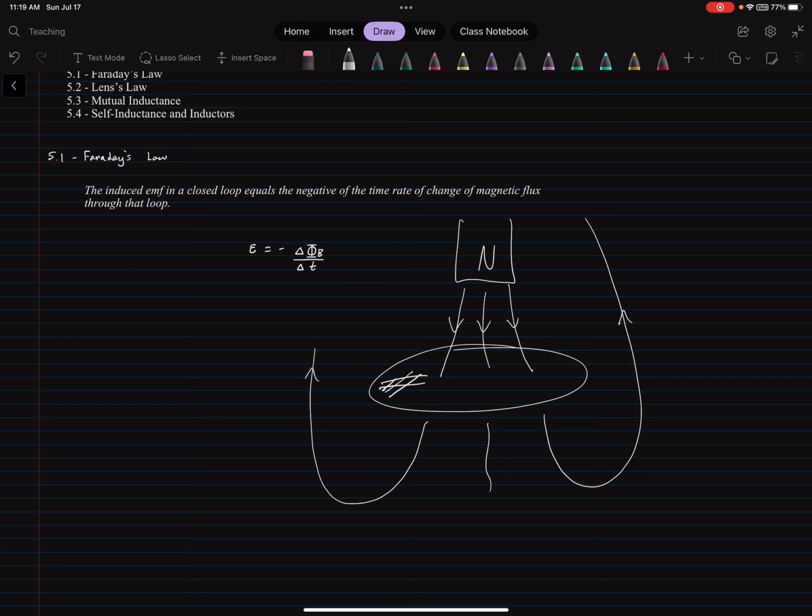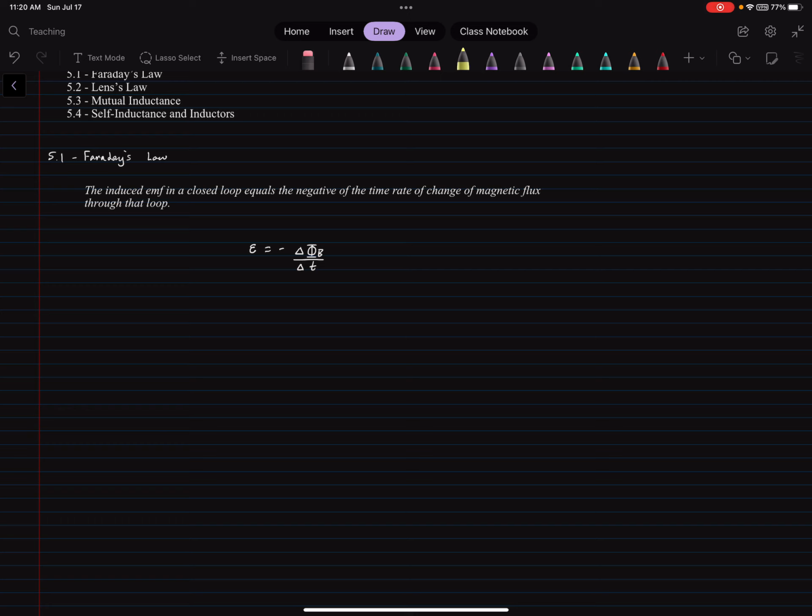So now, maybe understanding that, I'm going to read Faraday's law one more time. The induced EMF in a closed loop equals the negative, and we'll talk about the negative, of the time rate of change of magnetic flux through that loop. That's the concept. All right. So I'm going to describe a simple alternator here.